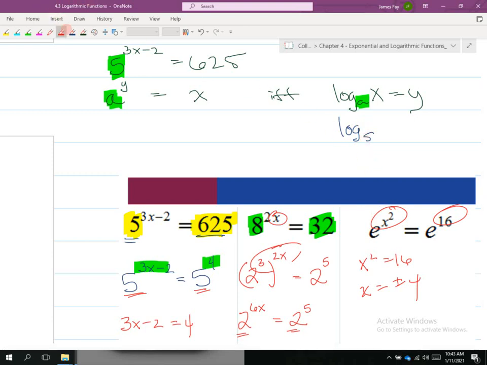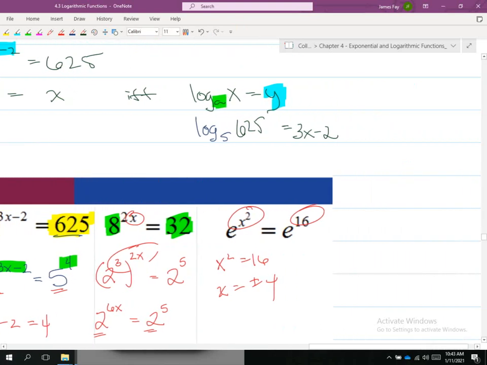You can see that this y and this 3x minus 2 match up. So over here in the logarithm, they are on the right-hand side. And then the 625 and the x match up, and over here in the logarithm, x is right there. Does that kind of make sense on how to do that?